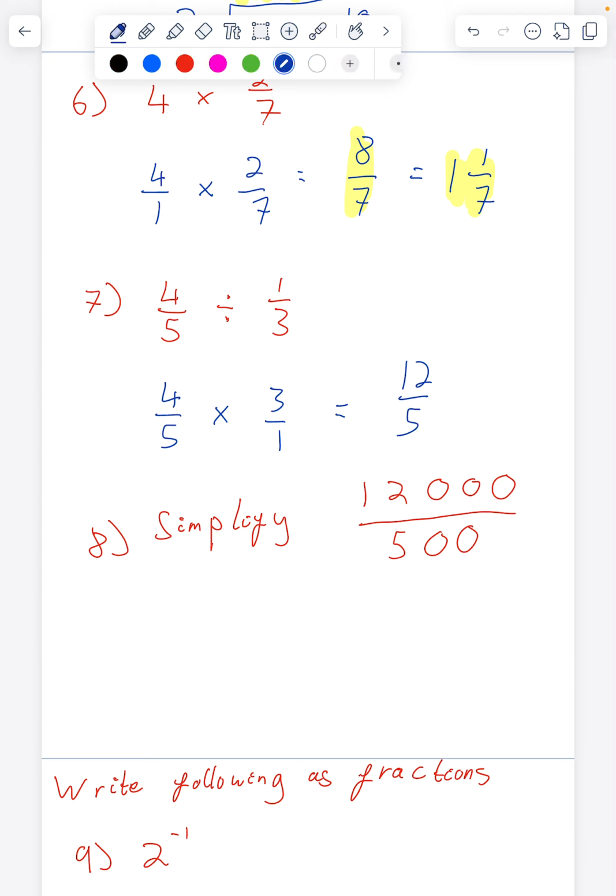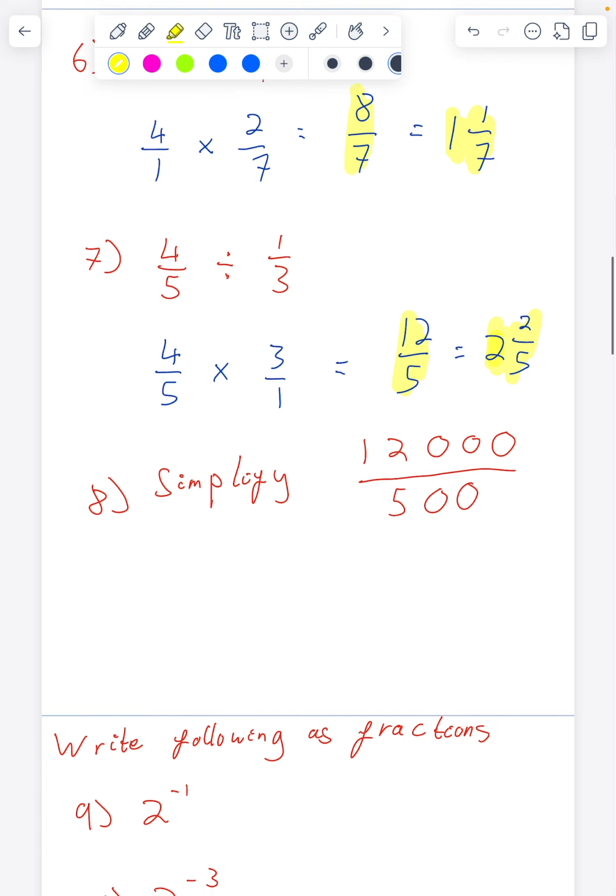But again, because you've got a top-heavy fraction, you could write it as a mixed number also if you wanted to. So you could go and say, well, how many 5s go into 12? Exactly 5, 10. 15 is too big, so 5, 10. So it goes twice, gets you to 10. And you've got 2 left over to 12, so 2 over that 5. So both of these things, they mean the same thing. Again, they might ask for a specific format.